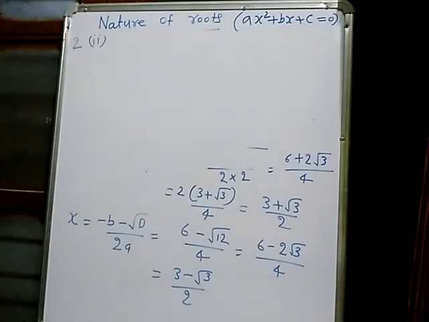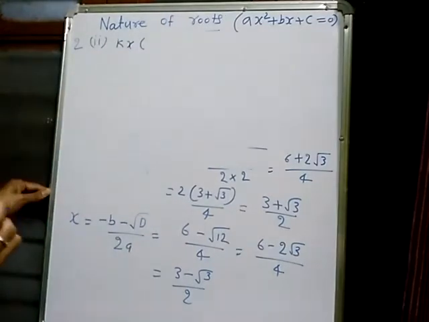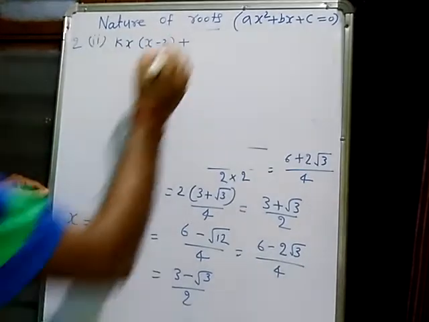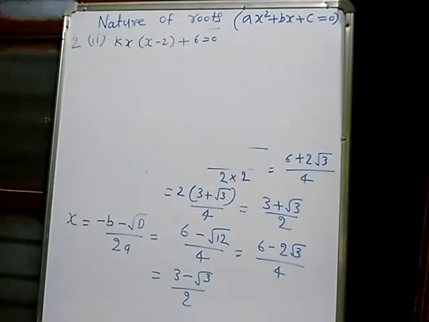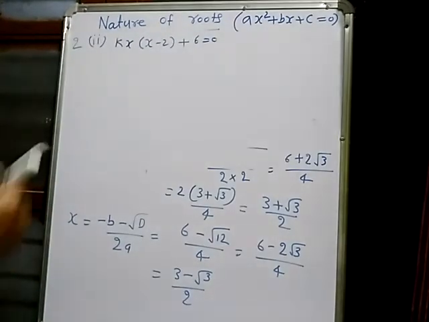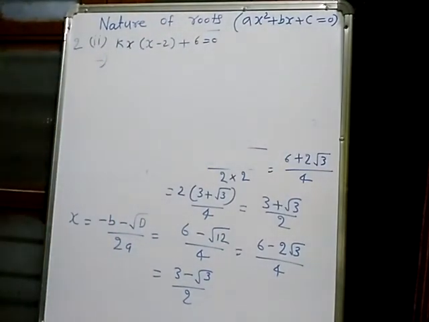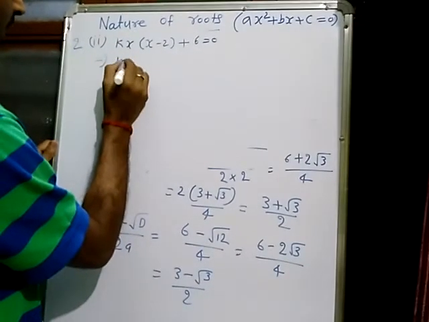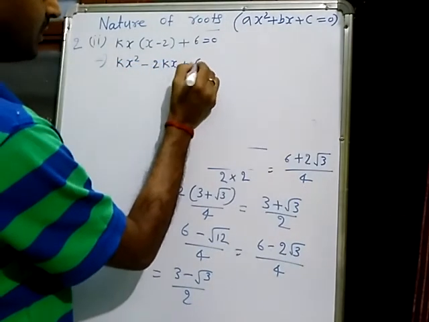The equation given is kx into x minus 2, plus 6 is equal to 0. So what is the question? Find the values of k for which the following quadratic equation has two equal roots. First of all, we need to make this equation in standard form, in the form of ax square plus bx plus c. So we multiply, and what do we get? kx square minus 2kx plus 6 is equal to 0.